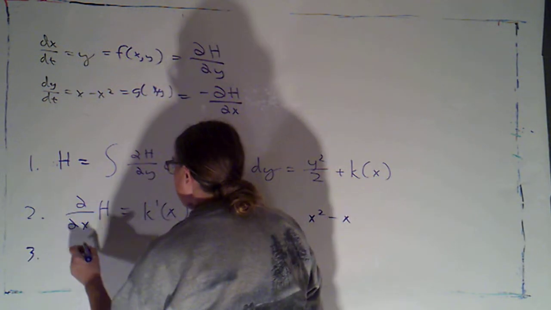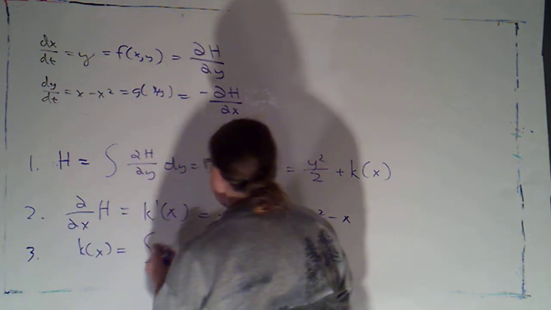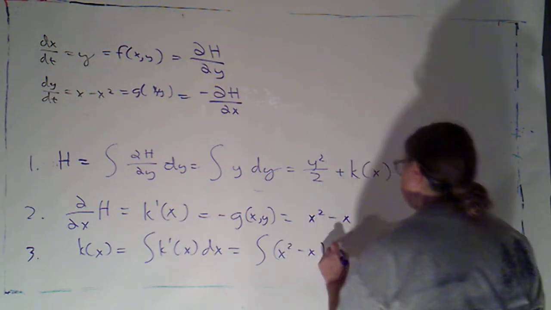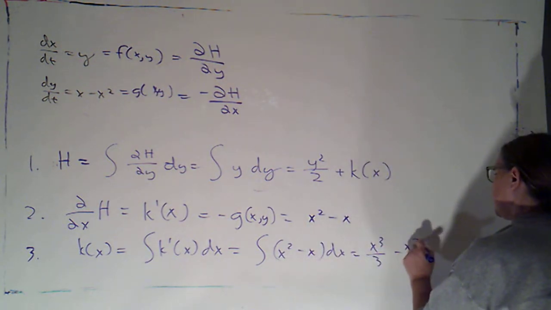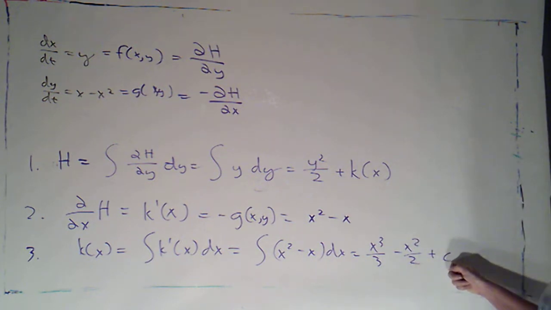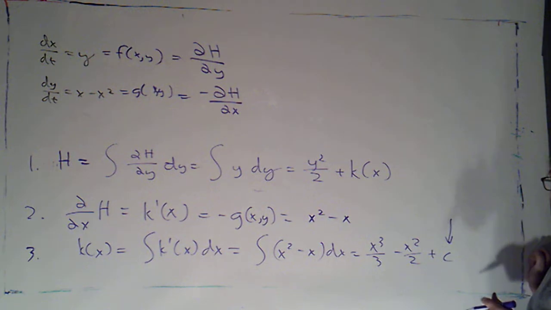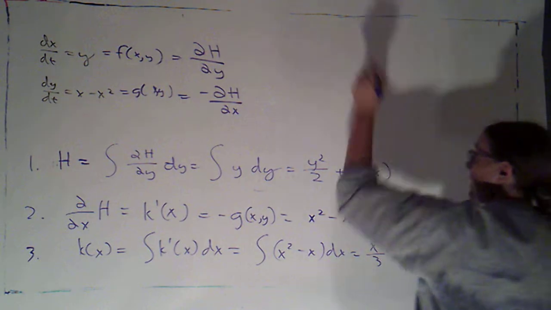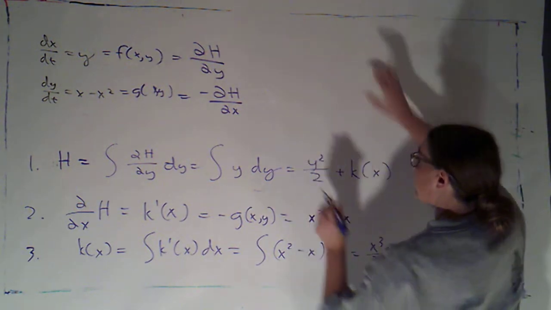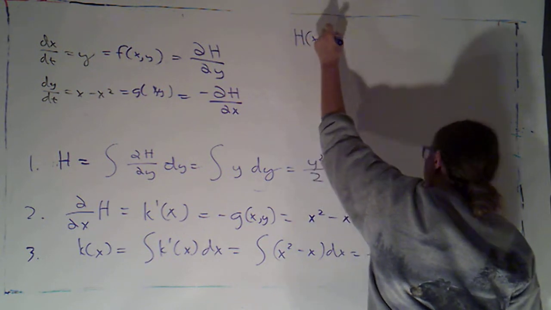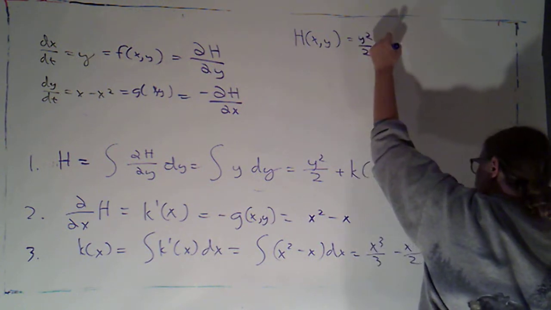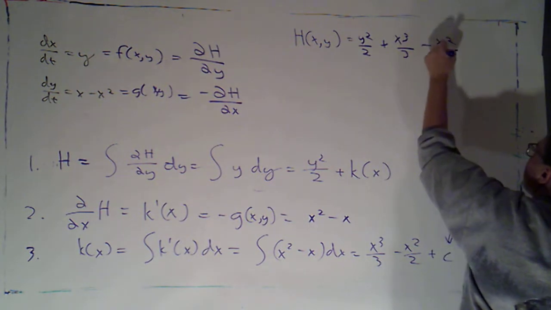So, step 3, I can say k of x is going to be an antiderivative of k prime of x, which is going to be an antiderivative of x squared minus x, which is going to be x cubed over 3 minus x squared over 2, plus an actual honest-to-goodness constant. And if I just want to have a Hamiltonian function for this system, I can choose to make c equal to 0. So then I can put the pieces together. That would be step 4, but I'm going to just jump up here to do that. I can say h of x, y is going to be, put the pieces together, y squared over 2 plus x cubed over 3 minus x squared over 2.